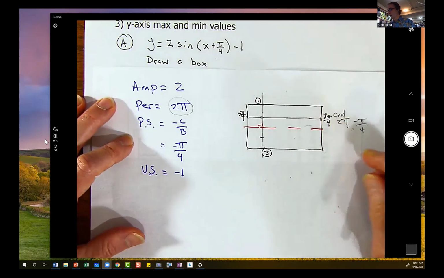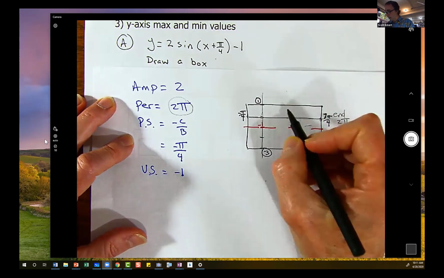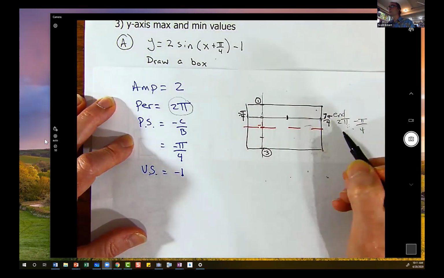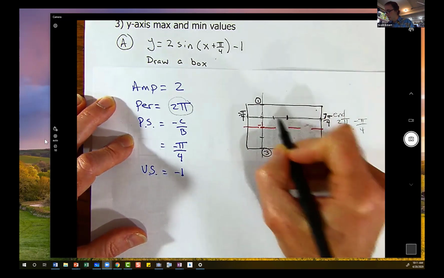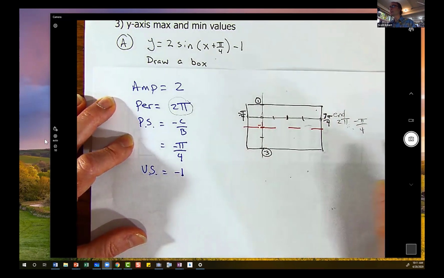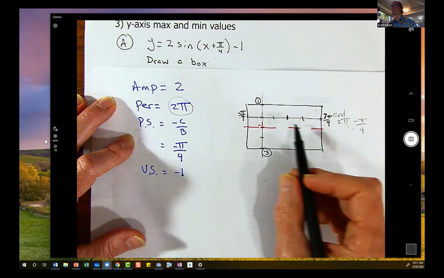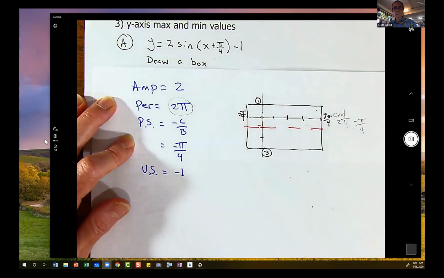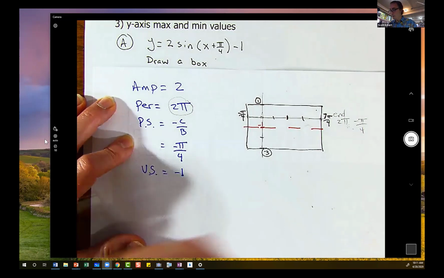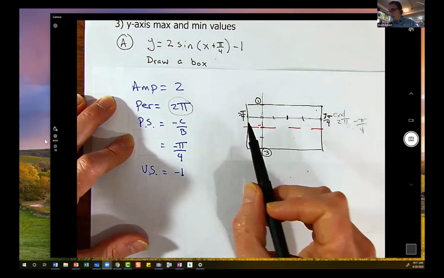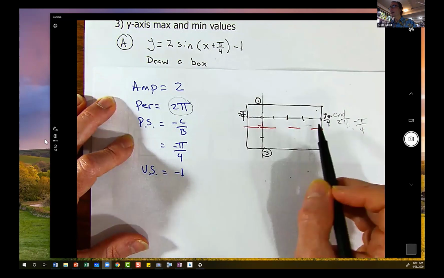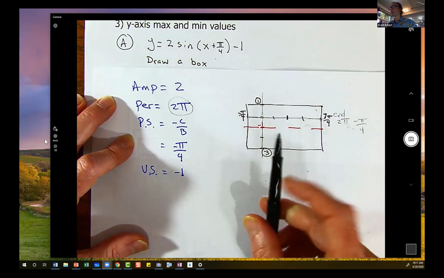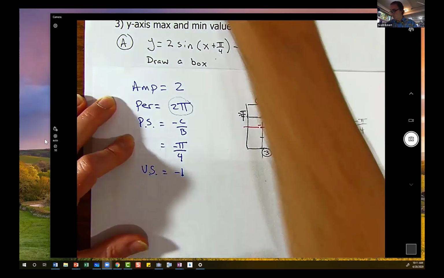Okay, now we have to divide the box in half, and then these halves in half. And here's where it was a little tricky. But that's all I asked you to do. All I asked you to do was the top and the bottom, the beginning and the end. Now, this is not scaled so well.